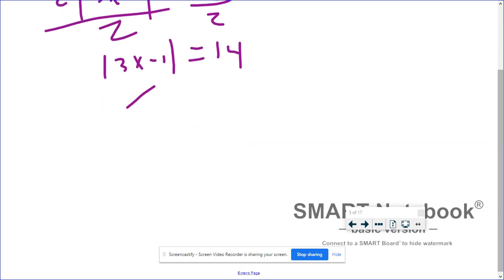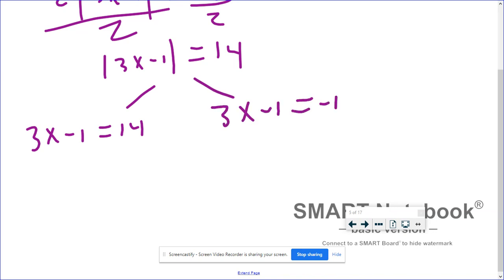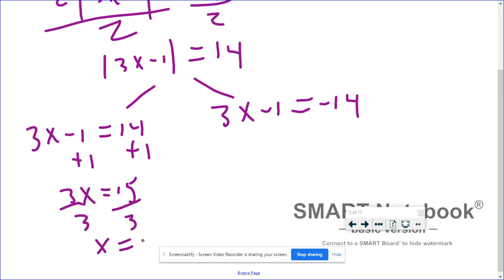Now we can split it. If I assume what's inside is positive, 3x minus 1 is then equal to 14. If I assume what's inside is negative, 3x minus 1 is equal to -14. Now I'm just going to solve each one separately. I'm going to add 1. Then I get 3x is equal to 15. Divide by 3. You get x is equal to 5.